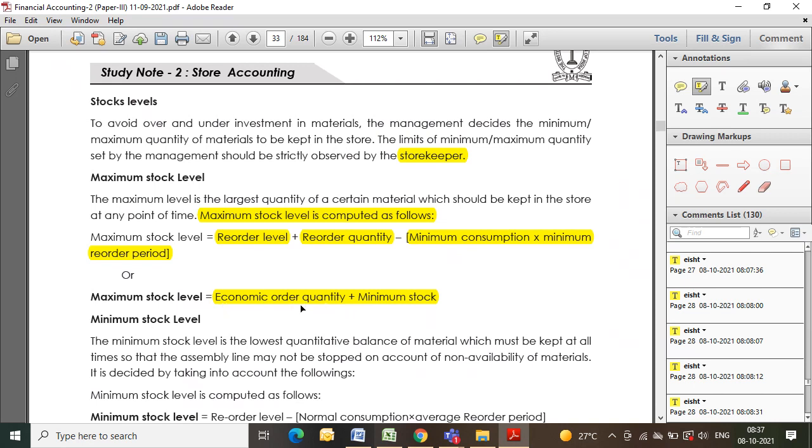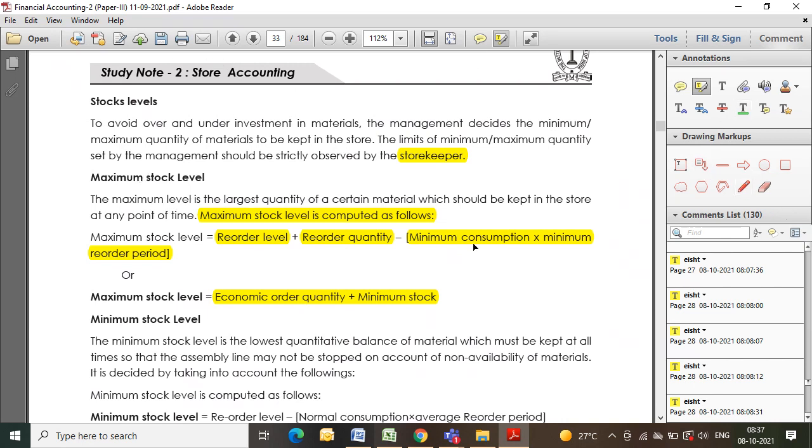This is a very important formula, and this is one question which will definitely come about these formulas. They will give you data and you'll be required to find out the maximum stock or the EOQ stock or the minimum stock. So please note that these are very important formulas from your exam perspective. So this is part 1.